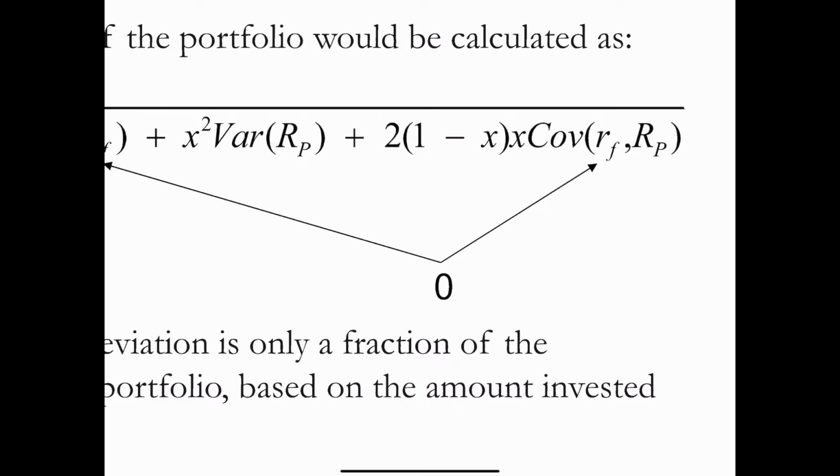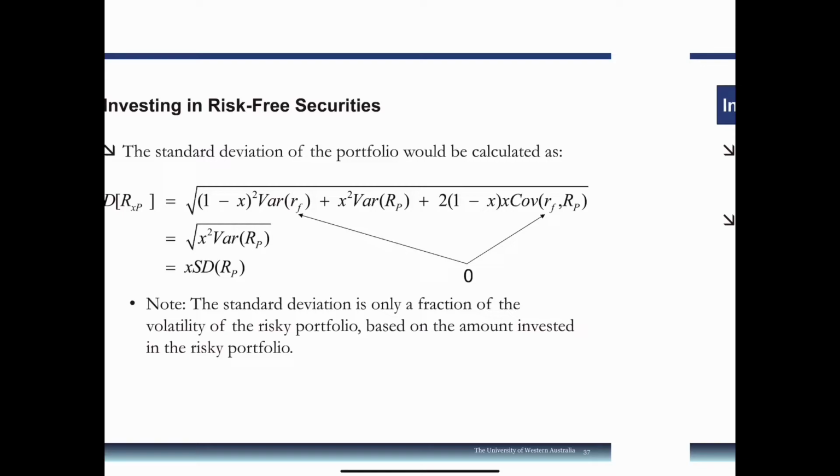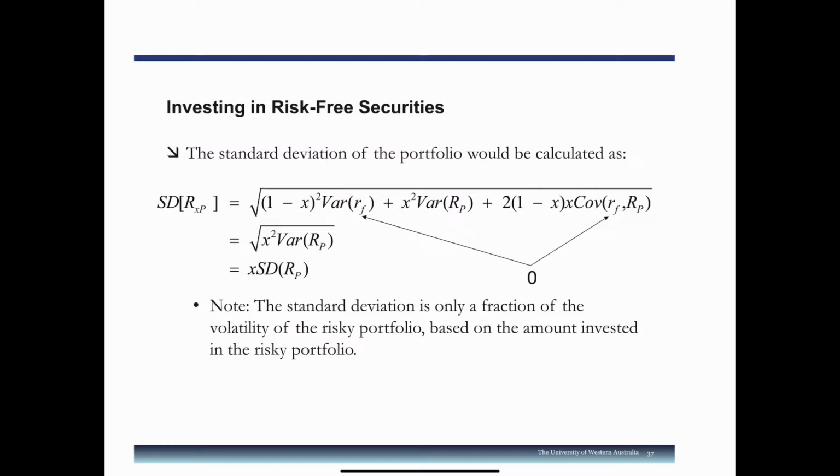Here, a very important feature of the risk-free asset is that it's risk-free, so it doesn't move. Given it's risk-free, there's no risk, such that its variance is zero. And the other one is that given it's risk-free, it's not determined by anything, which means it's not going to co-move with anything else, such that the covariance is also zero. So the variance of the portfolio just reduces to the weight you invest in the risky asset times the volatility of the risky asset, which means X times SD of RP.